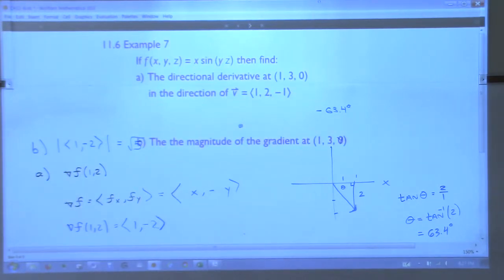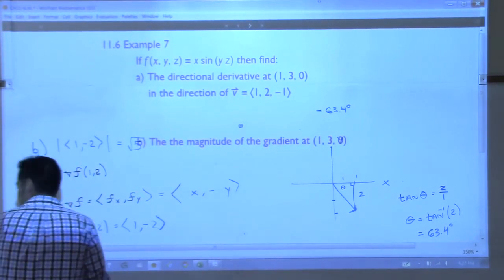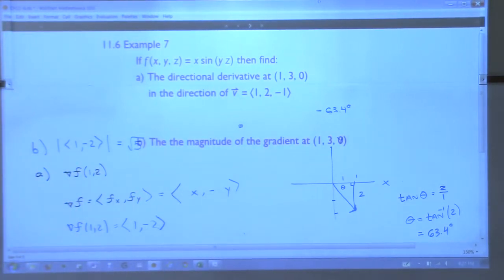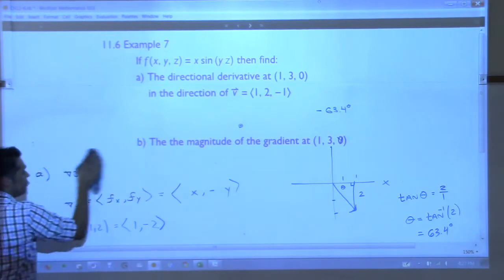Okay, now this one, let's see if we can wrap our heads around this. Because now you have a function of 3 variables.